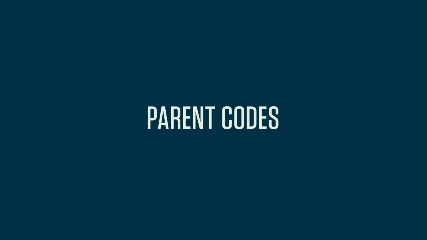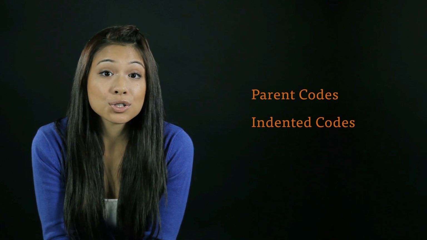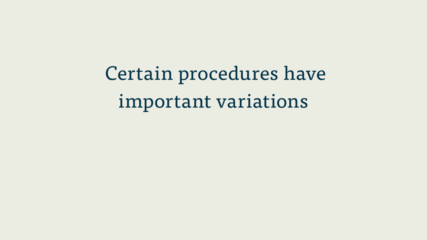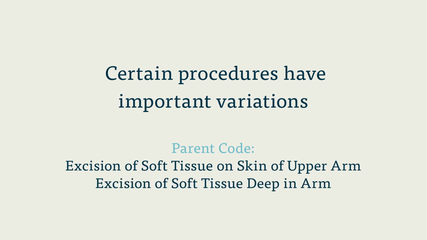Parent codes. There are indented or parent codes in the CPT book. Certain procedures, like the excision of soft tissue for a biopsy in the upper arm, have important variations. In our example, there are 2 options for this procedure: an excision of soft tissue on the skin of the upper arm and an excision of soft tissue deep in the arm. The latter procedure is indented below the former. The former is the parent code.